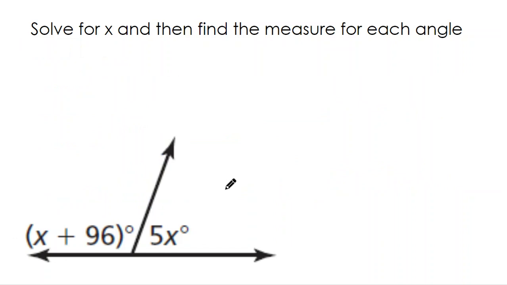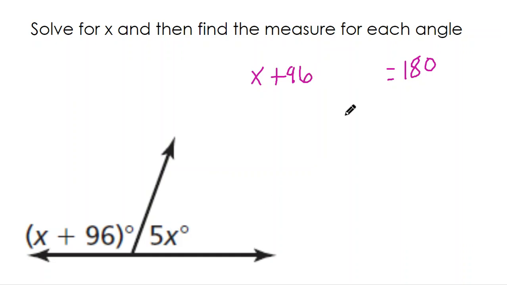So for supplementary angles, if they plug in some variables, I could solve these kind of like how I did with complementary angles. I see this straight line here, so I know that these would equal 180 degrees. So if I take my two angles and add them together, it will equal 180 degrees. So my first angle is x plus 96.